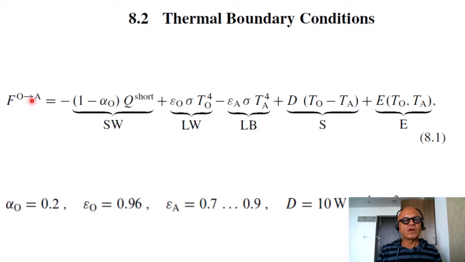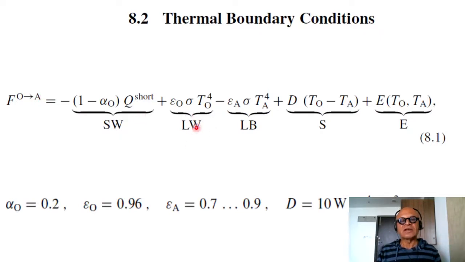But if you write it this way, then you have a shortwave component where the energy is coming in. So that is written as (1 minus alpha_0, the ocean albedo) times Q_short. We're putting a minus sign here because we are writing atmosphere to ocean as positive, and here we are writing ocean to atmosphere. You'll just get used to it, okay?